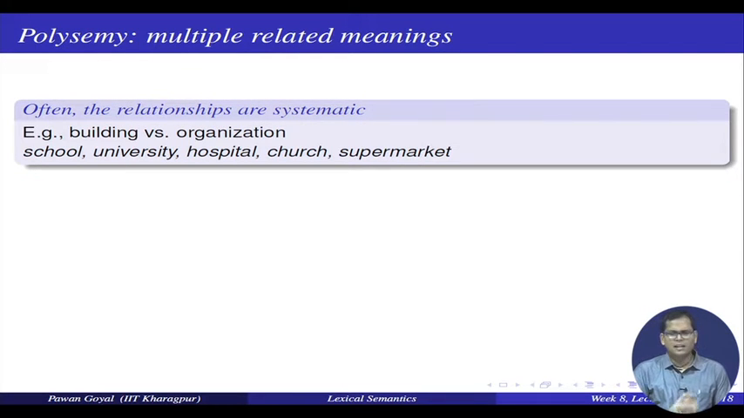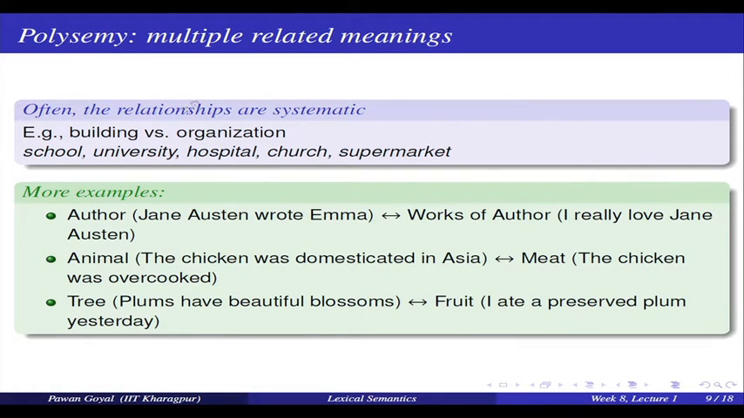And these relations are quite systematic. For example, if you look at these words, school, university, hospital, church, supermarket, all of these can be seen as the building as such or the institution, and that's why the two meanings would be slightly related. They are not very different and not exactly the same. There are some other examples, like you can have the connection between the author and the works of the author. So if I say Jane Austen wrote Emma, I am talking about the author. On the other hand, if I say I really love Jane Austen, what I mean is that I really love the works of the author. So author and works of the author again appear in some sort of slightly different meaning.